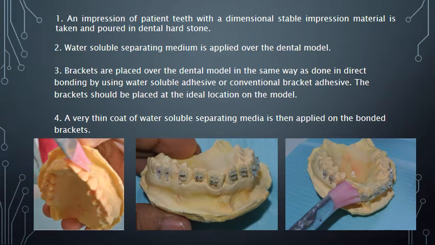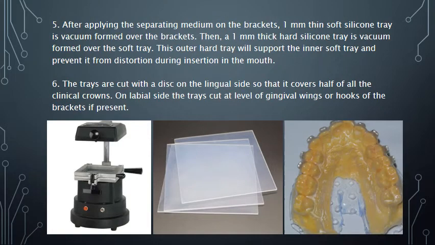An impression of the patient's teeth is taken with dimensionally stable impression material and poured in dental hard stone. Water-soluble separating medium is applied over the dental model. Brackets are placed over the dental model in the same way as done in direct bonding, using water-soluble adhesive or conventional bracket adhesive. The bracket should be placed at the ideal location on the model. A very thin layer of water-soluble separating media is then applied on the bonded brackets.